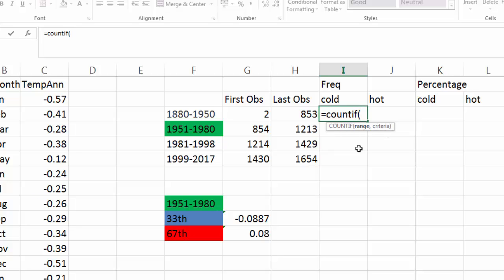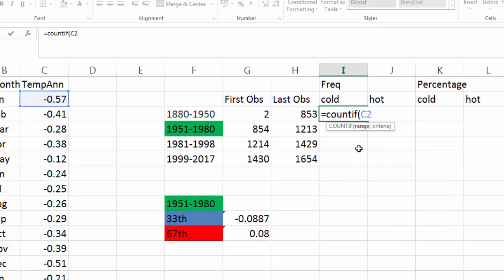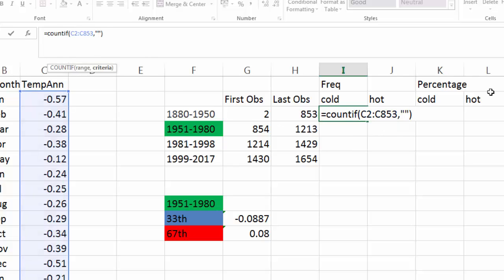So the range is easy. We know where our data are: column C, and for this subperiod in rows 2 to 853. Now what's the criterion? The easiest way, since we only have these two numbers, is to just enter it manually. You have to put it in inverted commas. Don't ask me why. That's just the way it is.